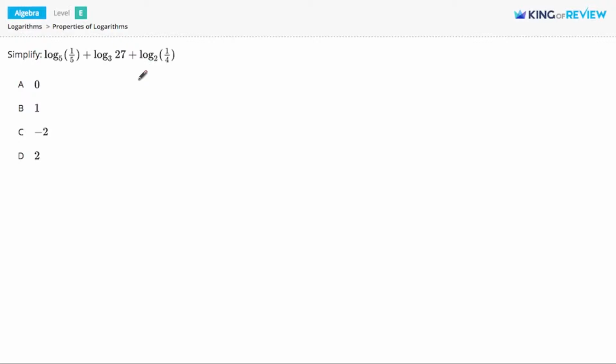Now there is a property of logs that lets us combine logs that are added together. However, that property requires that all three logs have the same base. Since that is not true here, let's examine each log separately.